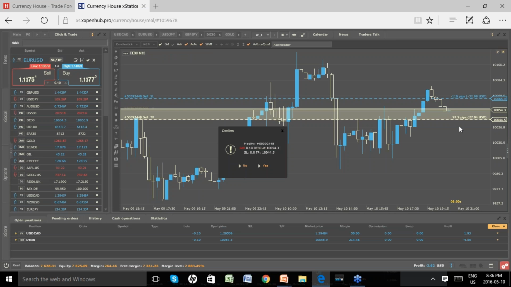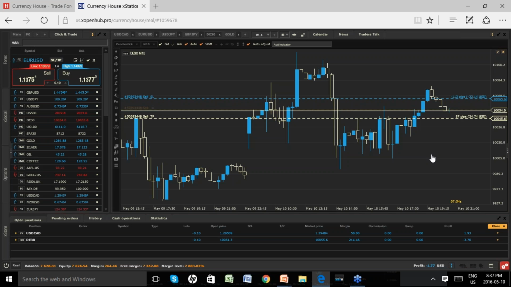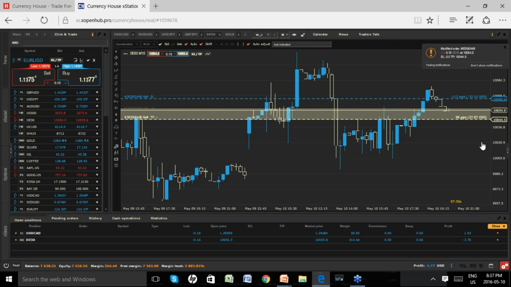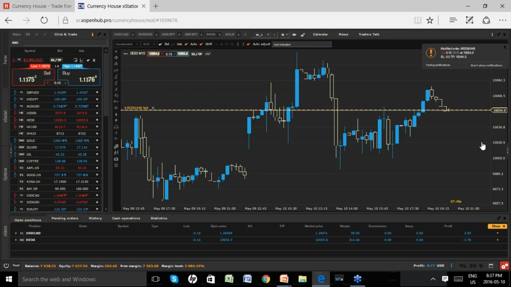It moves pips like crazy, right? Because it represents an entire stock index. It doesn't represent just one particular currency. So it's not fractions of a penny that it moves around. It's actually millions of dollars that it moves around.